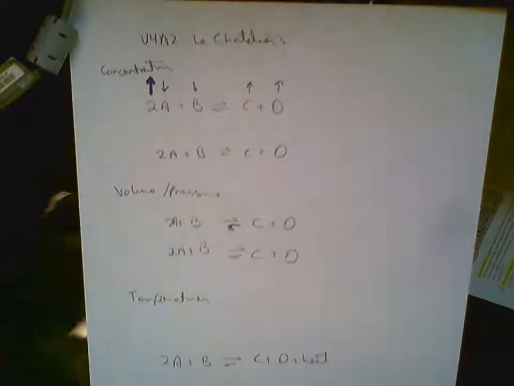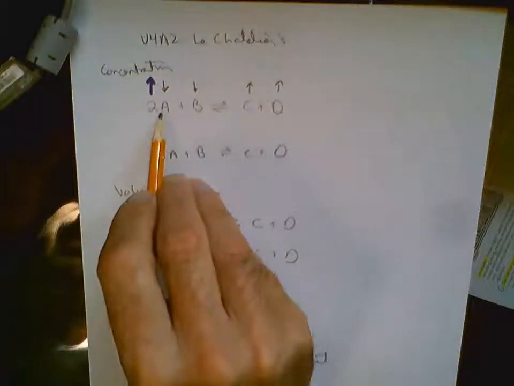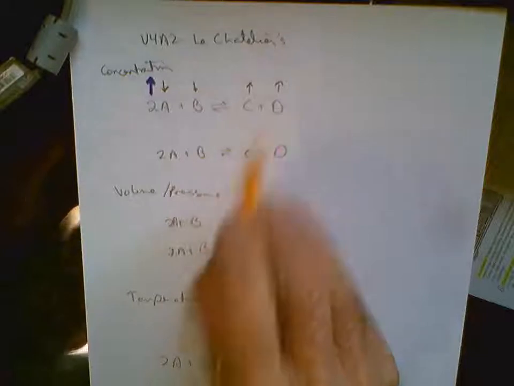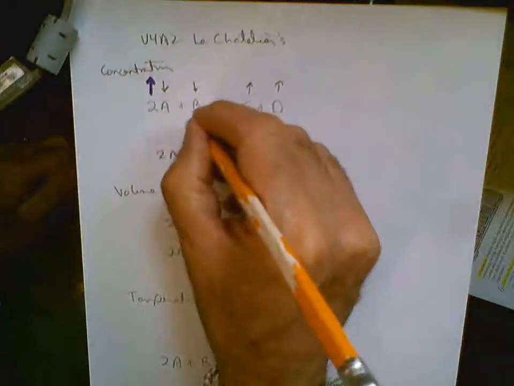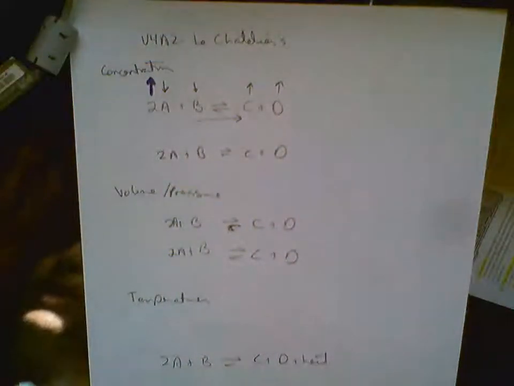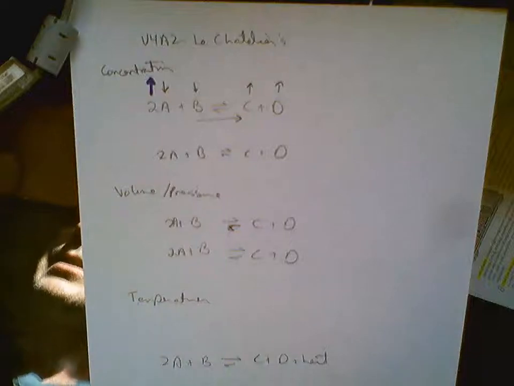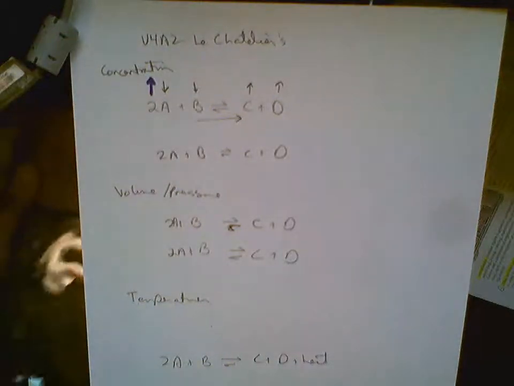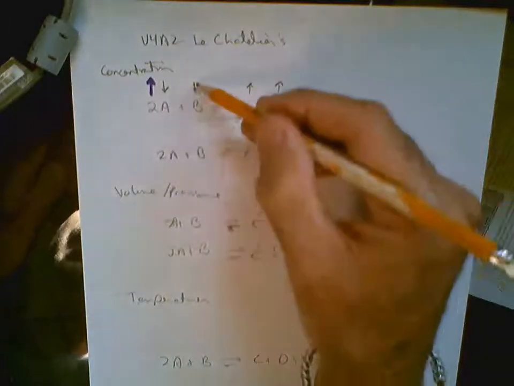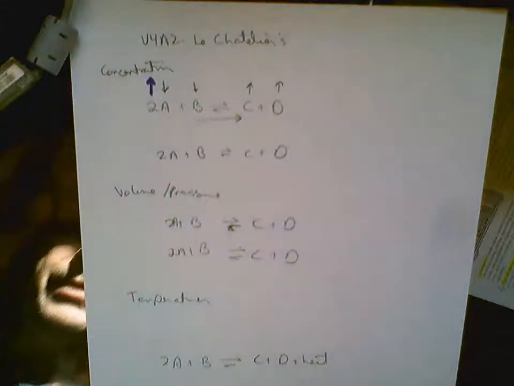So the whole question here is, what happens when we add more A into the system? Well, the A is going to react with B and use it up to make more C and D. We call this favoring the products. So we're favoring the right-hand side of the reaction. There are no real reactants and products here, but we call the right-hand side the products and the left-hand side the reactants when we have an equilibrium. We call this a shift to the right. A and B go down, C and D go up.